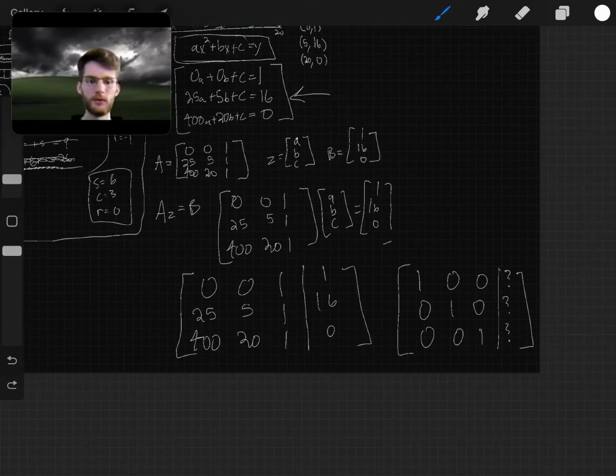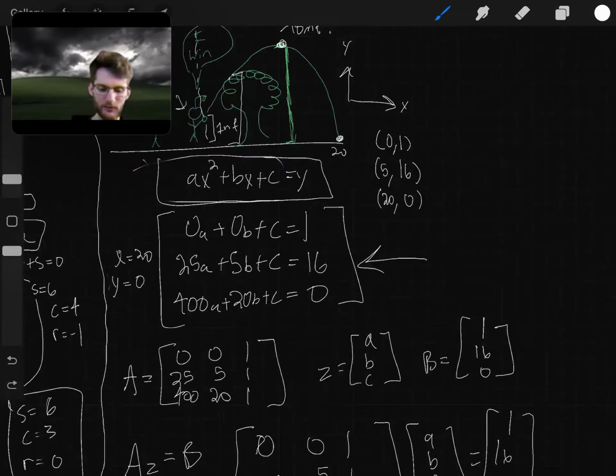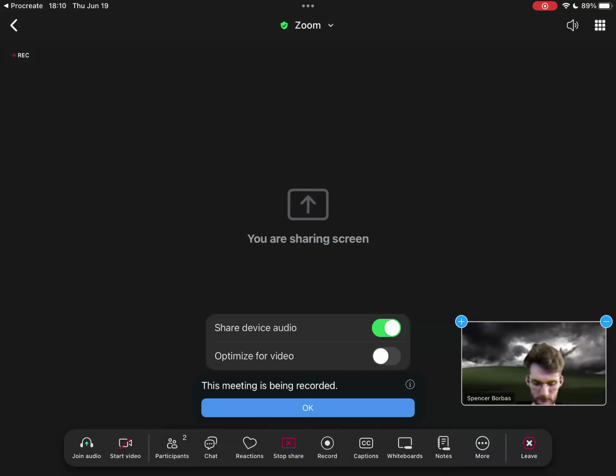So I can only share one screen at a time as far as I know. So try to remember this matrix representing our system of equations so we can find the shape of the parabola and then later determine how high this ball actually went. So I'm going to stop sharing my iPad screen, and then I'm going to share my code.